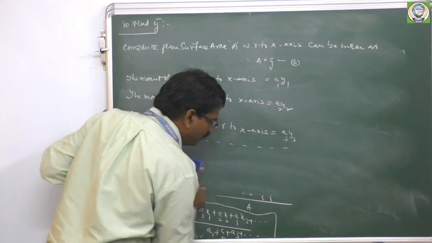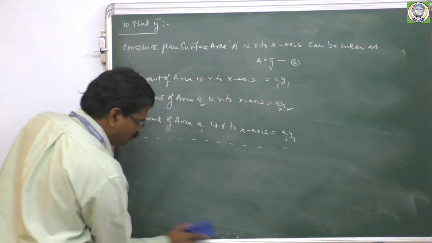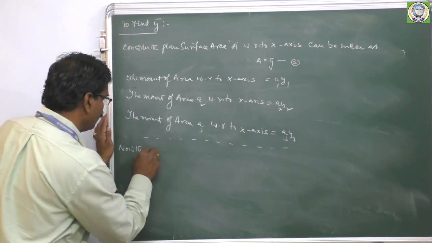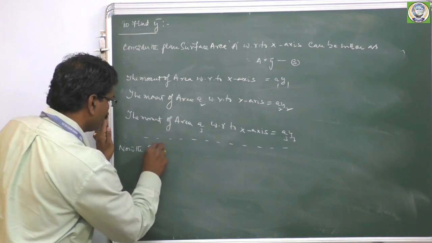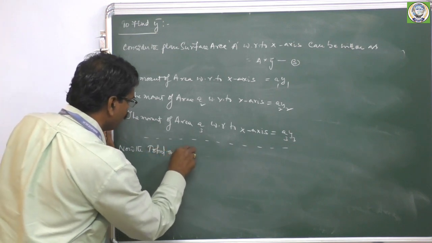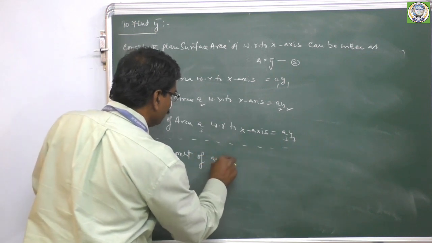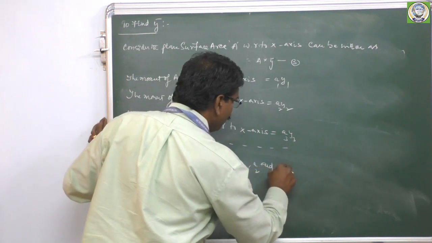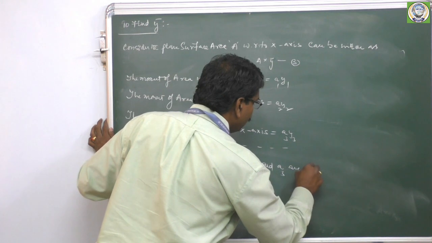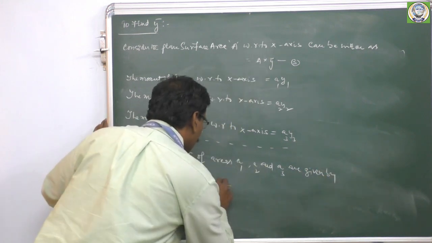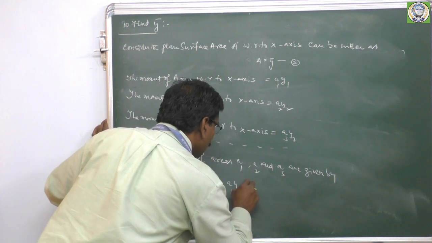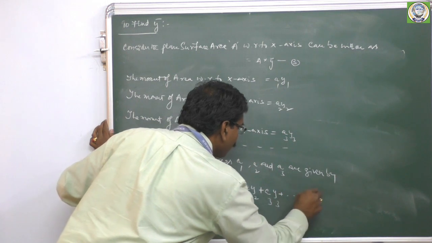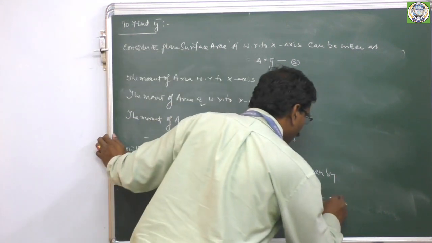Now the total moment of areas A1, A2 and A3 are given by A1 Y1 plus A2 Y2 plus A3 Y3 plus so on. I can call it as equation 4.